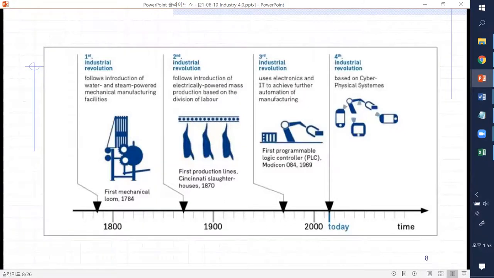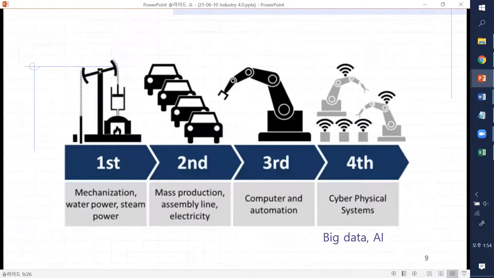This one is about the same categorization of industrial revolution. So I will not explain this, almost the same contents with a different picture. And also this one too, right? I copied this one from Wikipedia, but at the fourth revolution, bottom side, I wrote that big data and artificial intelligence are important.